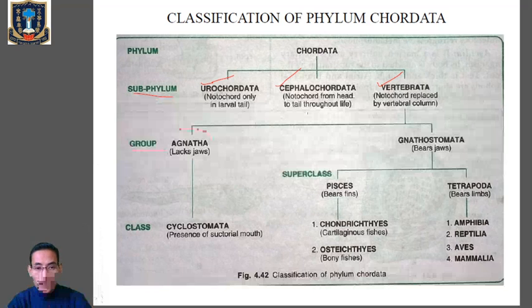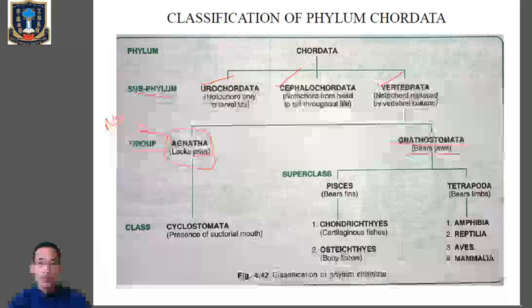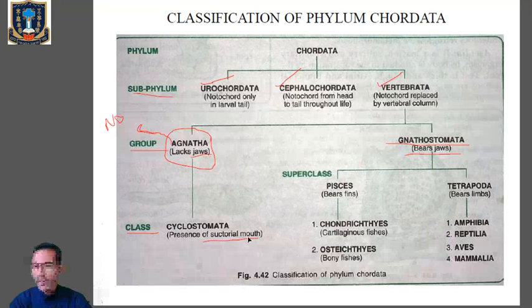Now what are those groups? Divided into Agnatha, which have a mouth without jaw. So A means no. I told you that the word A usually means no, so over here in Agnatha there is no jaw. Then we have group number two called Gnathostomata, which bears jaw. Under Agnatha we have the class Cyclostomata, where we find the presence of a suctorial mouth. Since the mouth is a suctorial type, they are mainly parasites. We will afterward learn the characteristics of Cyclostomata also.